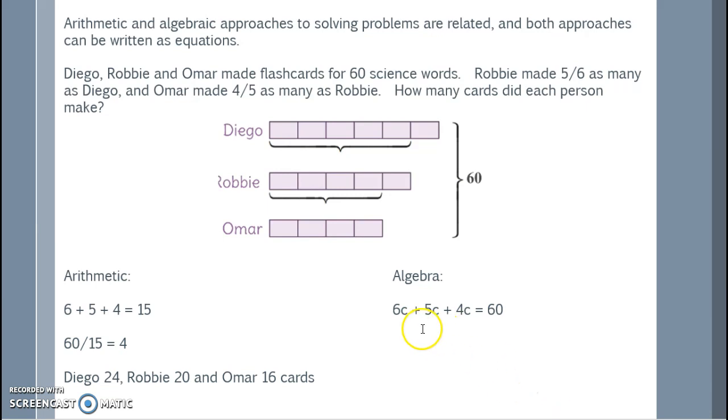If we were to let C represent the number of cards they have, we would have 6 cards plus 5 cards plus 4 cards must be a total of 60. Combining like terms, 15 cards equals 60. Dividing each side by 15, each one represents 4. So notice that whether we do arithmetic or algebraic, we are still adding and we are still dividing.